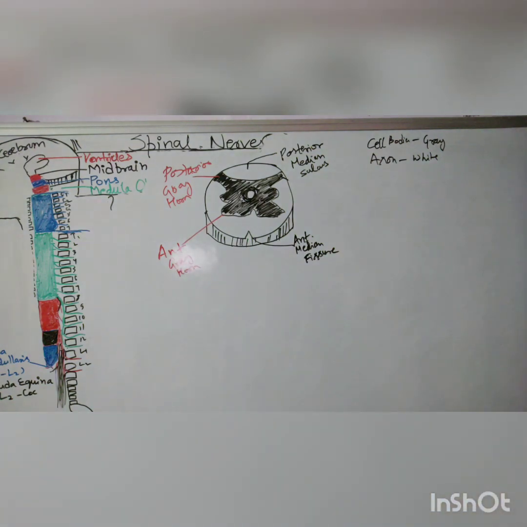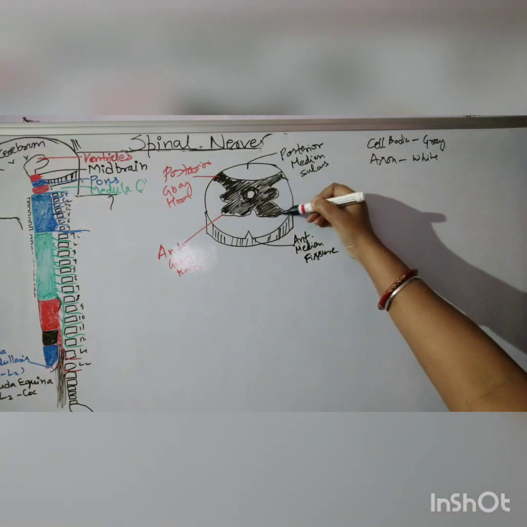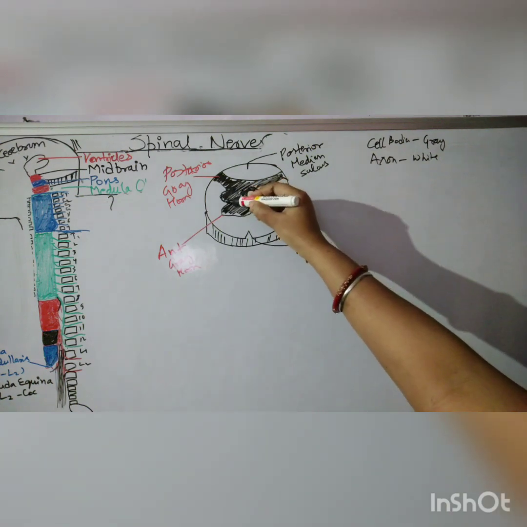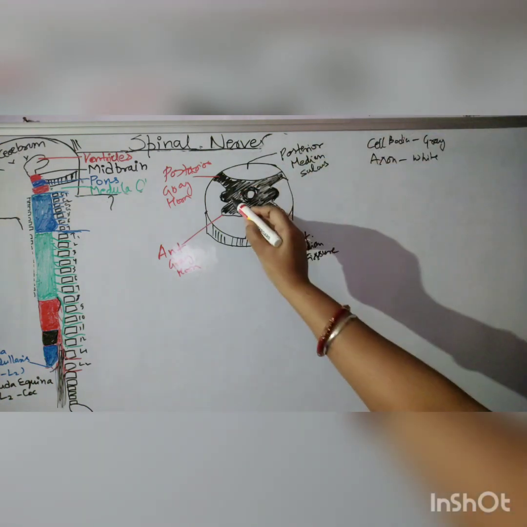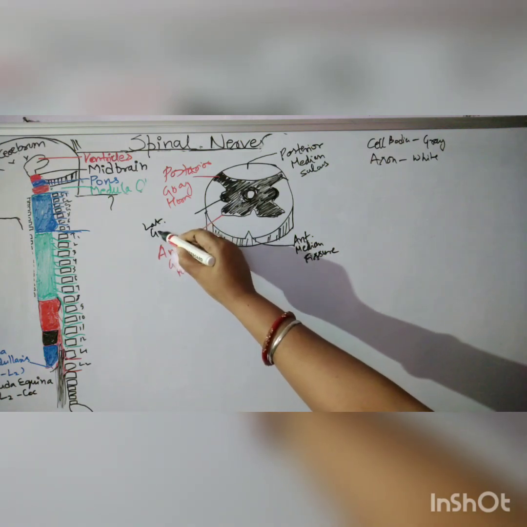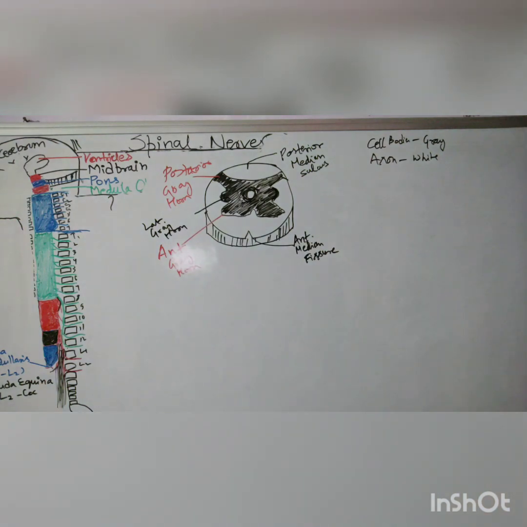And what is this in between? This is posterior, this is anterior, and these bundles are your lateral gray horn. These are your lateral gray horn. Okay, this is your white matter, this is your gray matter.